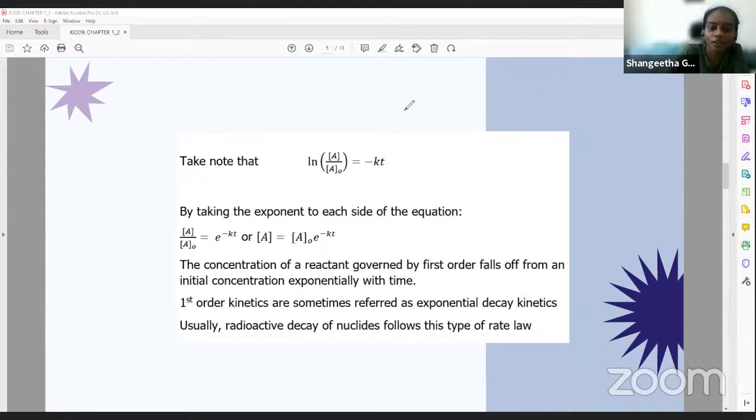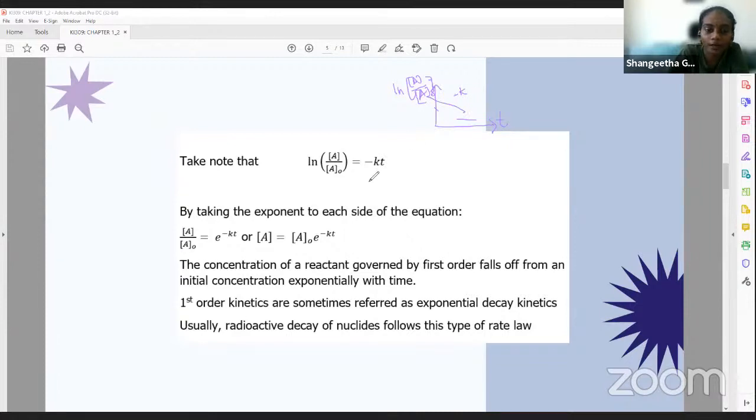So if you were to plot this graph of ln A over A naught over t, it can give you a negative k slope.